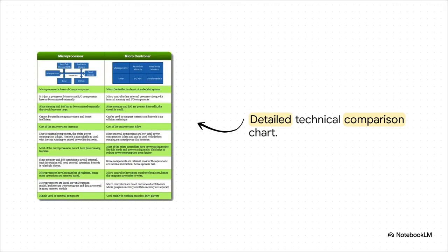Looking at the actual technical receipts here, you can see that because microprocessors need external memory and I/O components, their circuits are way larger, the overall system cost is higher, and their power consumption is, frankly, significant. They really don't have power-saving modes. Conversely, microcontrollers are incredibly compact. Everything is built internally, so they are highly efficient, utilizing idle and power-saving modes. That makes them absolutely perfect for battery-operated devices. It's all about choosing the right architecture for the exact job you need done.